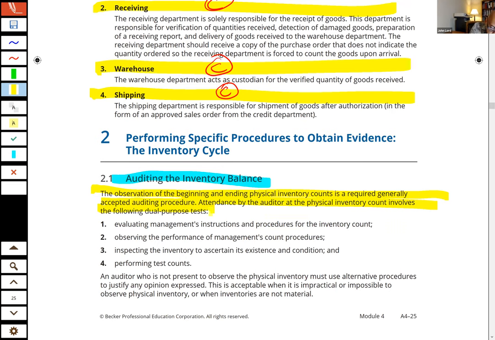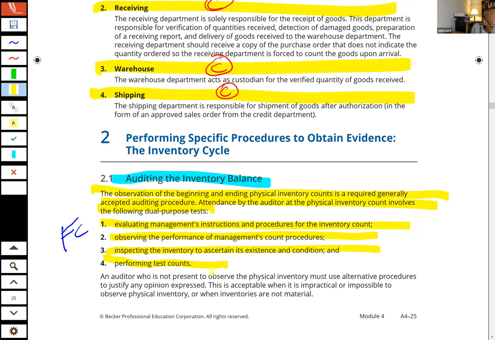Okay. So I tell that story just so that you can get a context as to what the auditor is looking for. We're evaluating management's instructions, observing the performance of the counts, inspecting inventory to ascertain existence and condition. And then you're going to perform some test counts. So you don't count every single thing. You're more just watching them. But then you will perform a certain amount of test counts to verify what they've said are the counts. So if they say there's 23 pork butts in the freezer, you'll go back and count the pork butts to see that you agree with that inventory count. So you don't count everything, but you do some test counts.